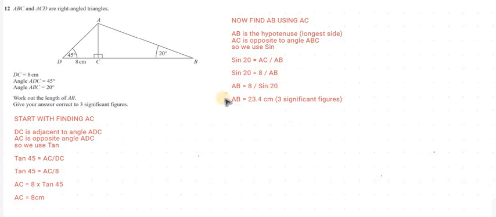Okay, and AB is equal to 23.4 centimeters to three significant figures. If you do that in your calculator, you get 23.3904352. And if you round it to three significant figures, you get 23.4 centimeters. And you fulfill what the question has requested. Okay.